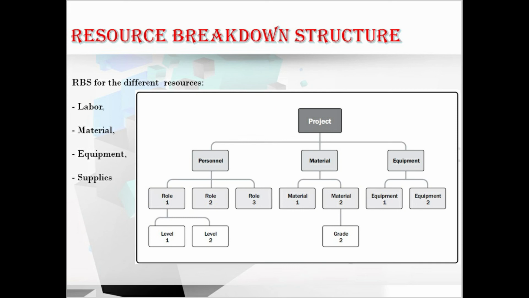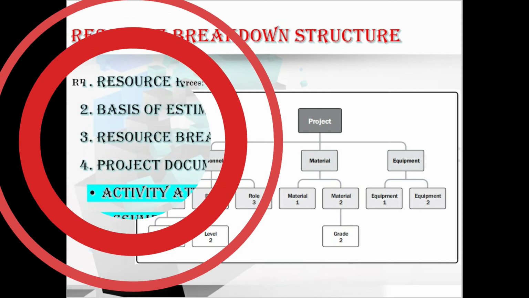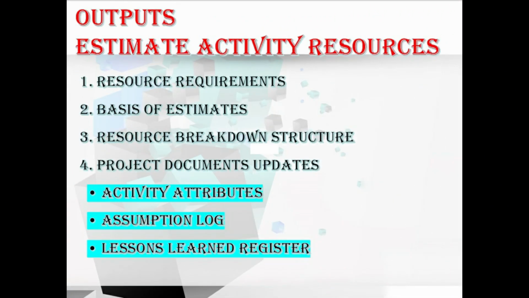Let's move to the next output. We have project document updates that includes the activity attributes, assumption log, and the lessons learned register. Let me explain one by one. The activity attributes are updated with the resource requirements, and the assumption log is updated with the assumptions regarding the types and quantities of the resources required for the project.